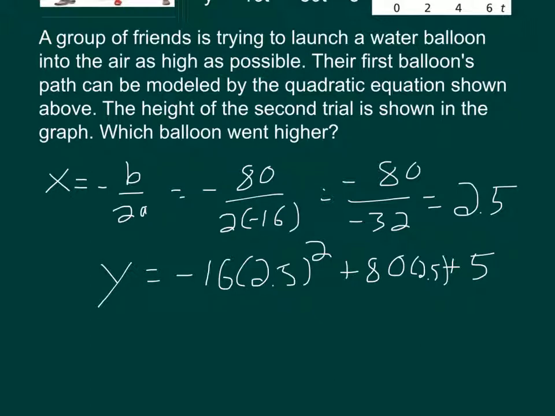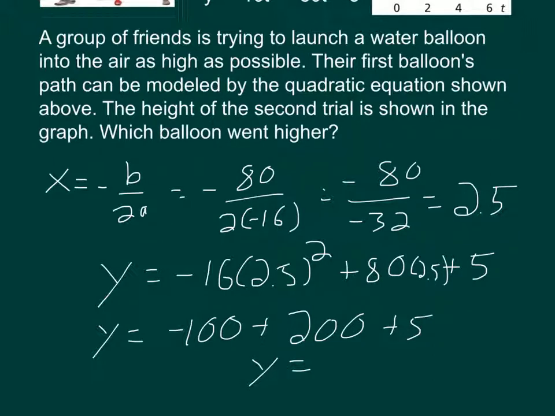And now I use the order of operations. So I first do 2.5 squared, which is going to be 6.25. Multiplying that by negative 16, I get, oh, that works out rather nicely, negative 100. Then when I do 80 times 2.5, I get 200 plus 5. This is going to give me a total maximum height of negative 100 plus 200 is 100, plus 5 is 105. So I'm going to hit a maximum height of 105 feet on my first trial.